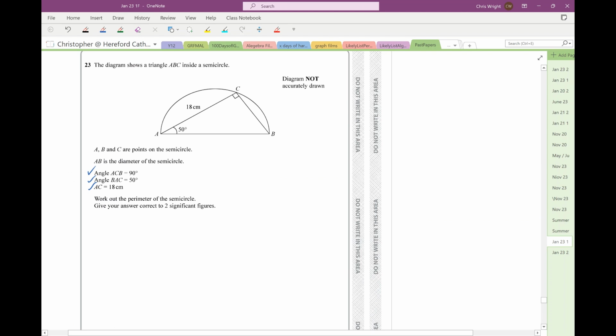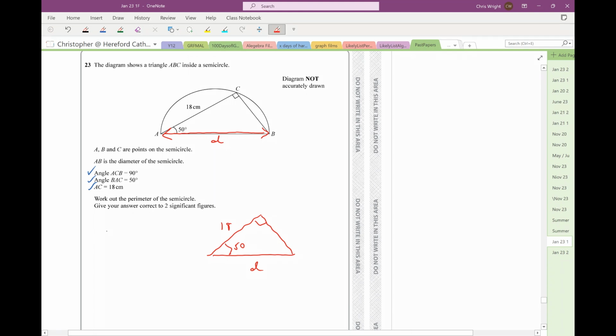Well, if I'm going to work out the perimeter of the semicircle, part of the perimeter of the semicircle is this length, isn't it? Here. I'll call that D, because after all it is the diameter, so I'll call it little d. How can I work out that length? Well, you see that right angle triangle? You see you've got 18, then a right angle, and then this is D. And you've got an angle there of 50. You can use SOH CAH TOA now.